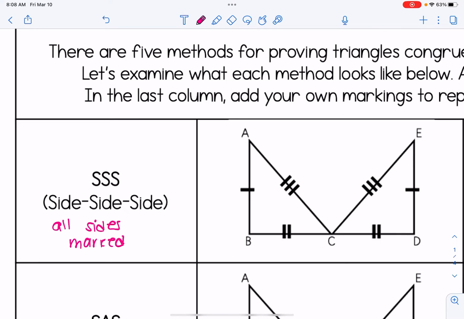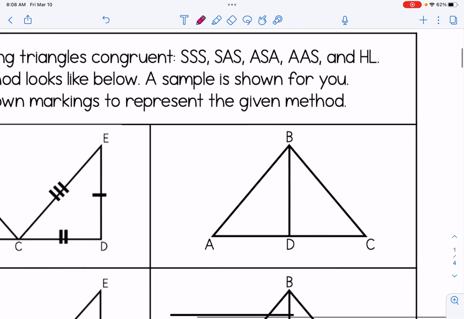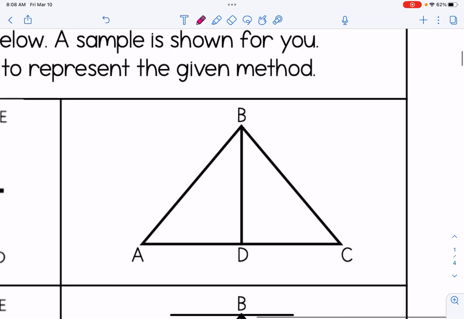It's key to note that the sides that are marked should be corresponding. So AB and ED are corresponding sides, and those are the ones that are marked with the same congruent marking. We're going to take a look at this blank picture, and we're going to mark it off so that it also represents side, side, side.